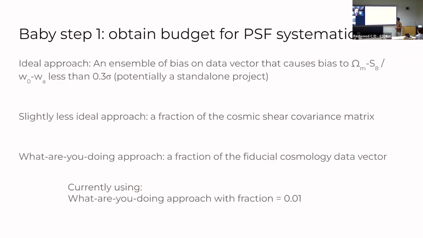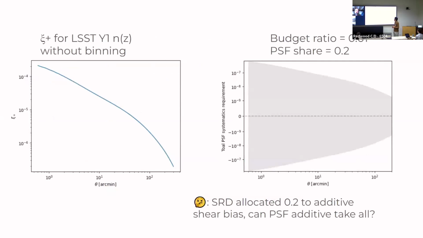So what I'm showing here is a fiducial cosmic shear signal for LSST without binning, so just one bin and side plus. And we're currently taking the budget to be 1% of that fiducial cosmology. And from the science requirement document, the overall additive bias is allocated 20% from the total budget.